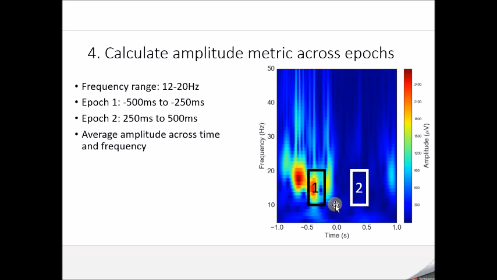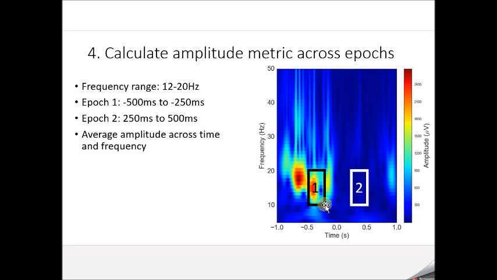So the reason why we don't want to get too close to 0 here is because, remember, filtering in essence smooths over time, so we want to have at least half of the kernel width between the data that we're analyzing and the data that we don't want to analyze, or in this case, for epoch 1, we don't want to include any of the data after time 0. So that's why we don't analyze the amplitude all the way up to time 0.